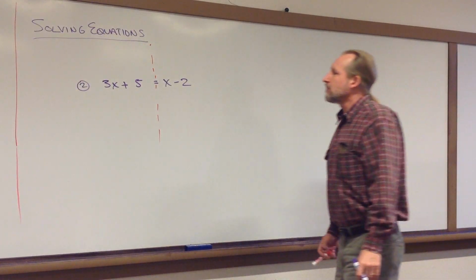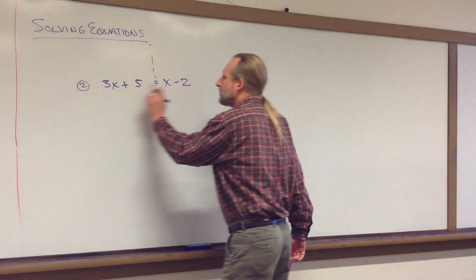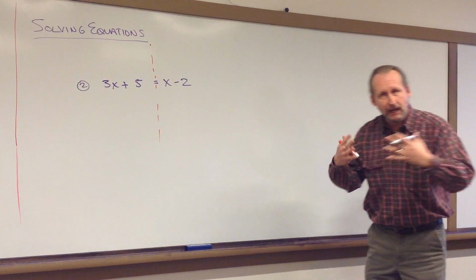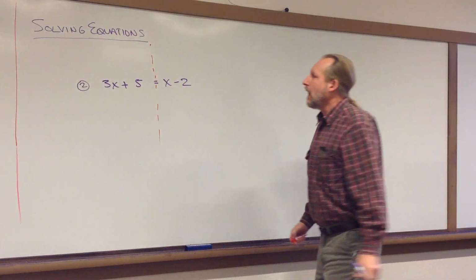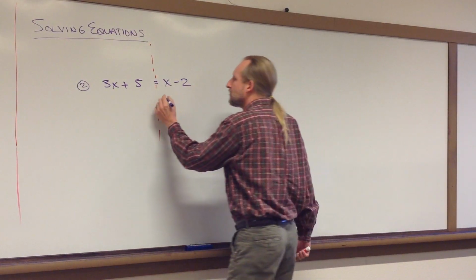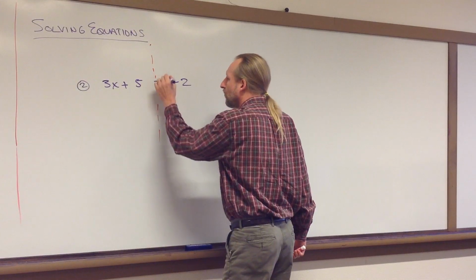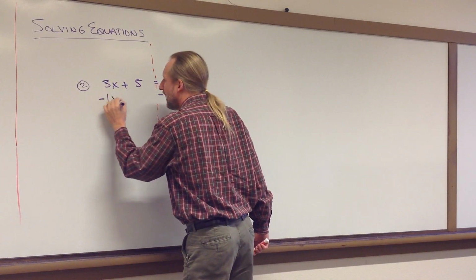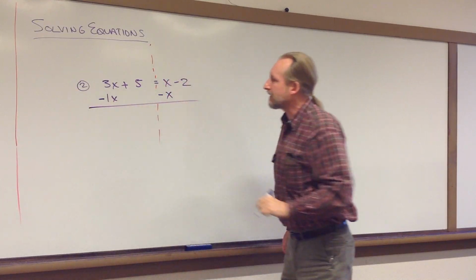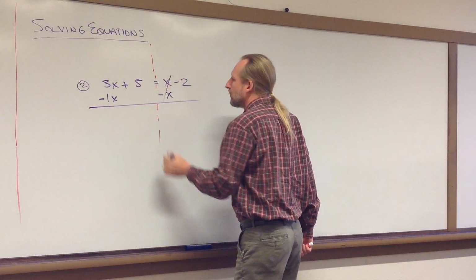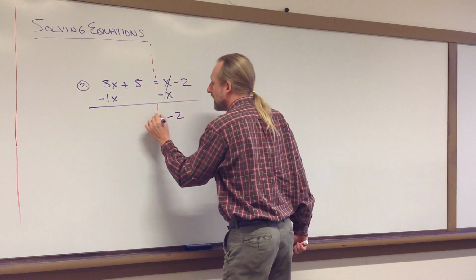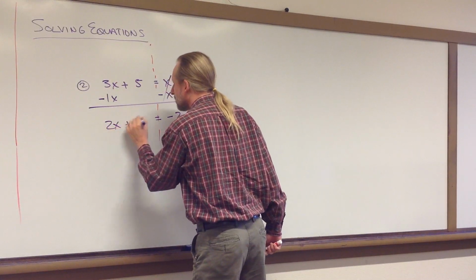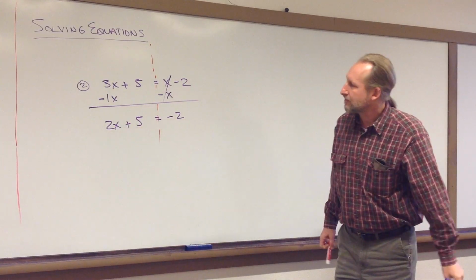Okay? So if we want to get these two x's together, if they were on the same side, we would just combine them as like terms. But since they're on opposite sides, we need to cancel out 1x here by subtracting 1x and balance that by subtracting 1x on the other side. So those cancel out. We're left with the negative 2. Over here, 3x minus 1x is 2x. And then we still have the 5.